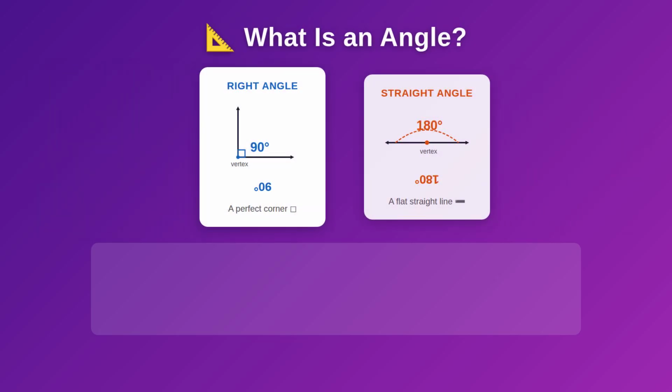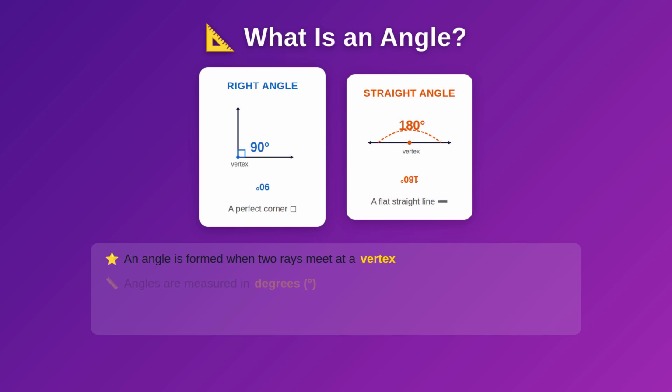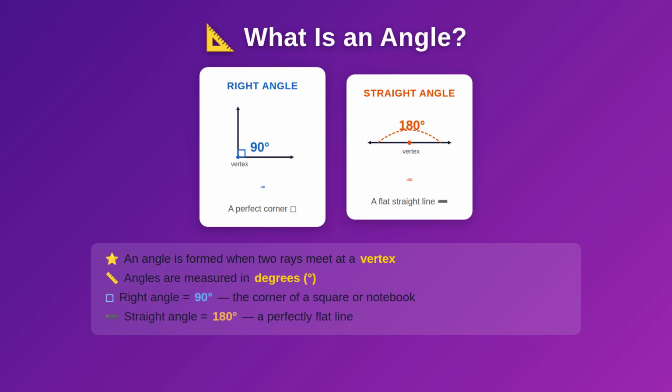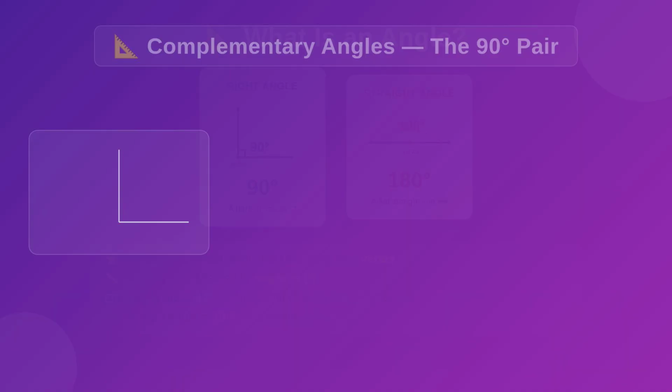Before we help Maya, let's do a super quick refresh. An angle is formed when two rays meet at a point, called the vertex. We measure angles in degrees. Two special angles are the stars of today's lesson. A right angle is exactly 90 degrees, that perfect corner shape you see on a square or the corner of your notebook. And a straight angle is exactly 180 degrees, a perfectly flat, straight line. Keep those two numbers in mind, 90 and 180. They're the secret keys to today's lesson.